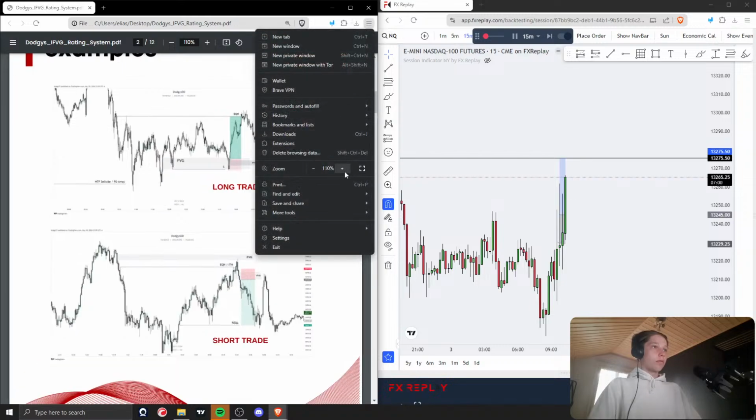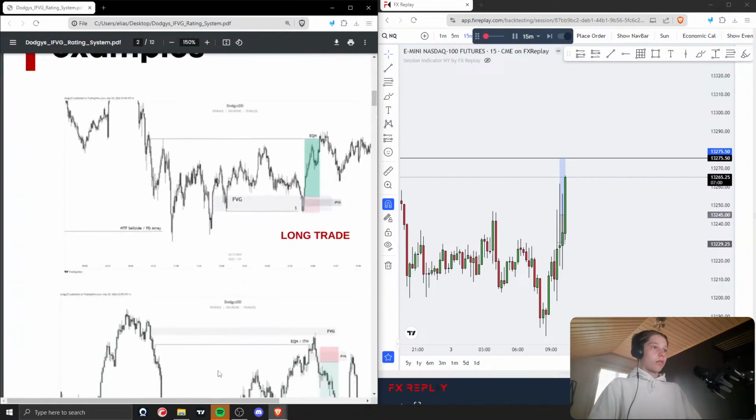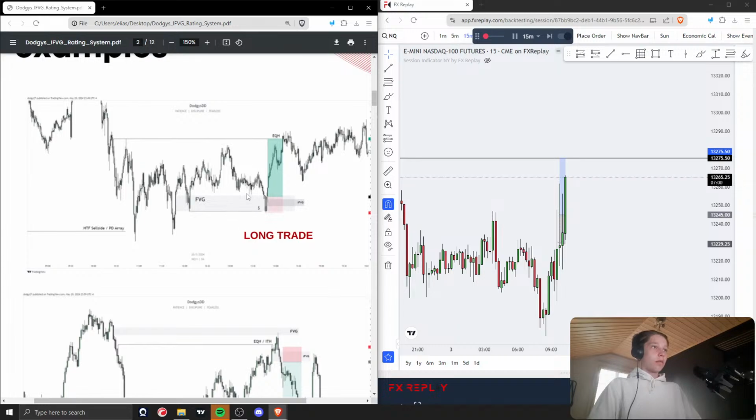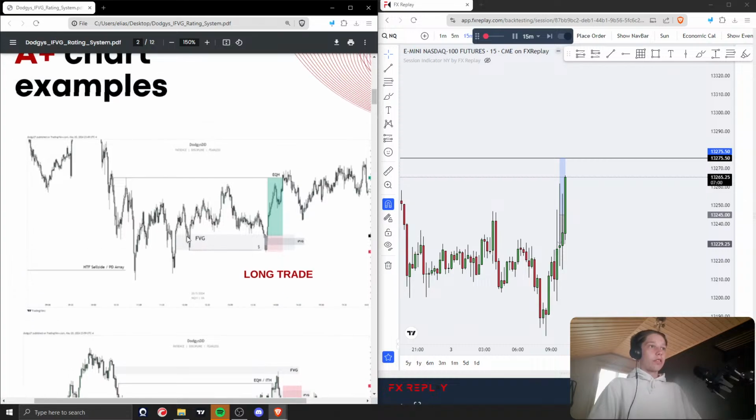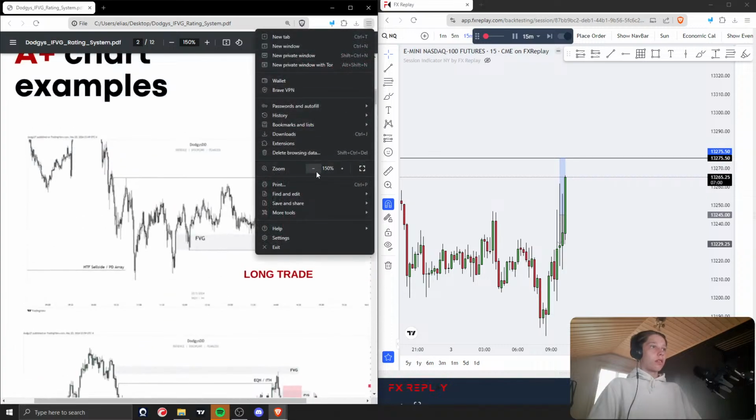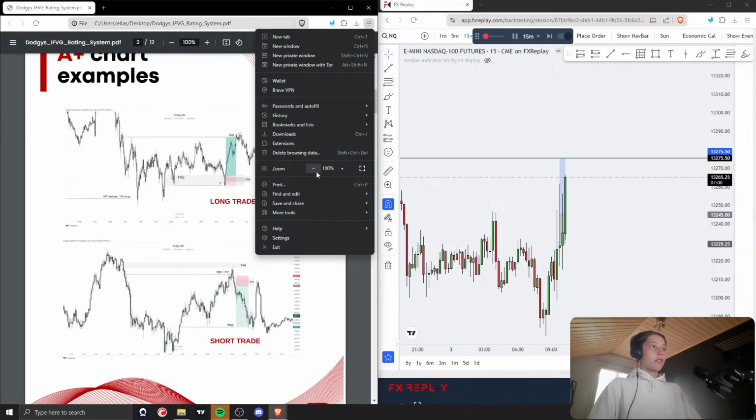Okay, it's kind of bad, but you can see how that looks. So you took the liquidity from that marked low. You are reacting away from the FVG there. You inverse that fair value gap, and then there's equal highs here. So I suppose this is an A+ setup.